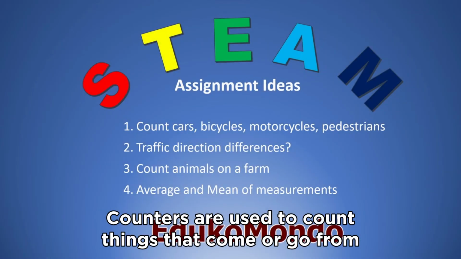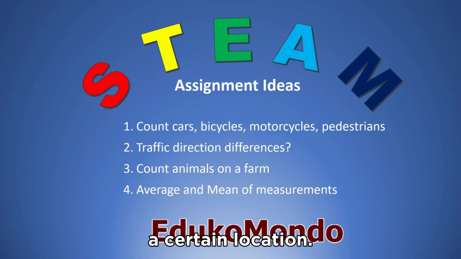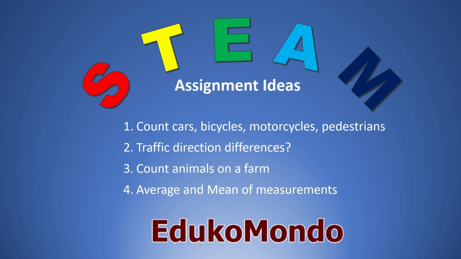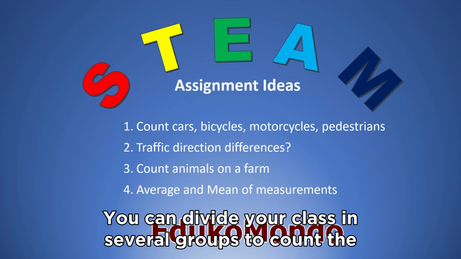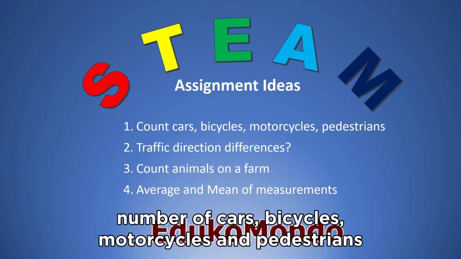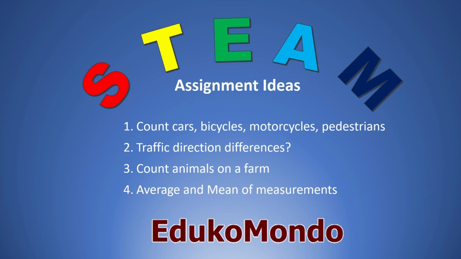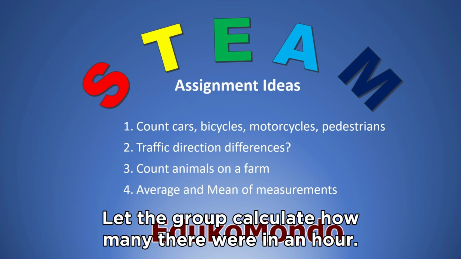Counters are used to count things that come or go from a certain location. This project is great fun for an outdoor assignment. You can divide your class in several groups to count the number of cars, bicycles, motorcycles, and pedestrians that pass in one or other direction on the street during 10 minutes. Let the group calculate how many there were by the hour.